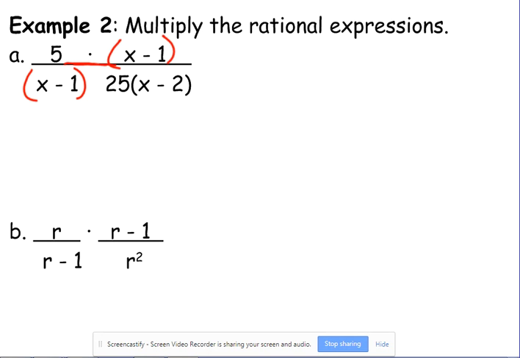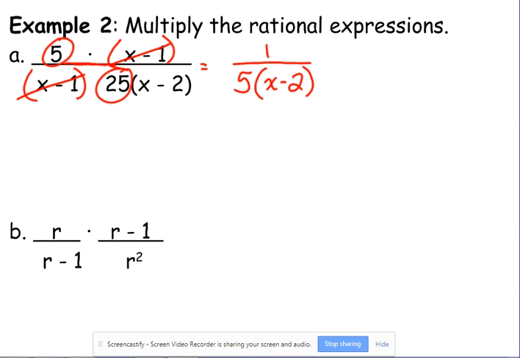If it shows up in the top and in the bottom, then you can cancel it. So we can cancel the x minus 1, and we can simplify the 5 over 25. So if we do that, 5 over 25 is 1/5. So we end up with 1 over 5 times x minus 2.